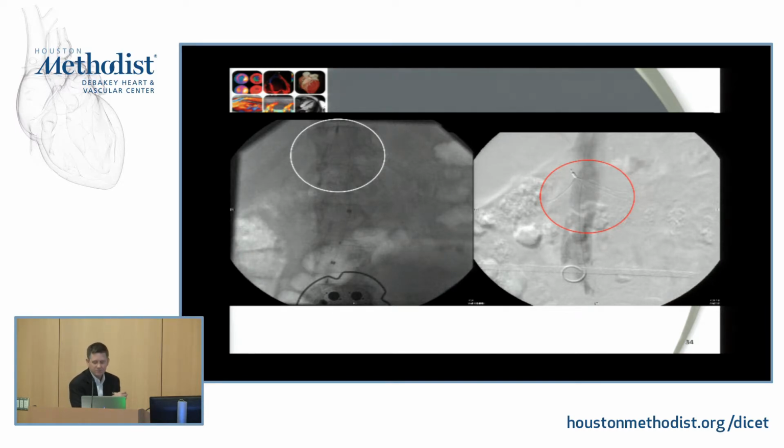IVC filters have been all over the news. You search that on the internet, the first 500 sites you come up with are all lawyer sites, right? Somewhere on that is our own call to the patients to come back and consider getting these things done.